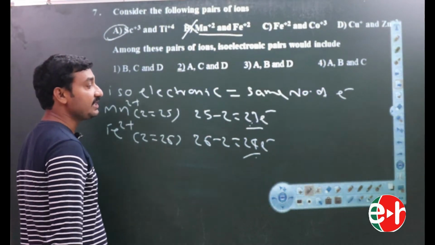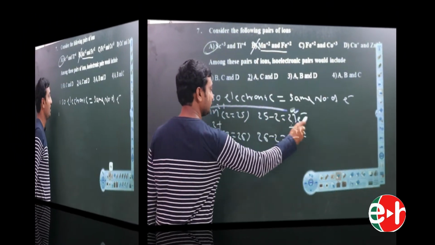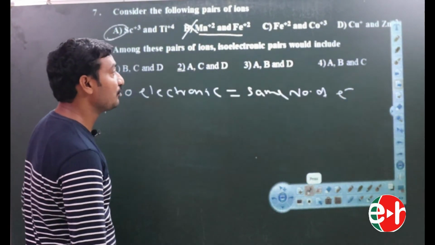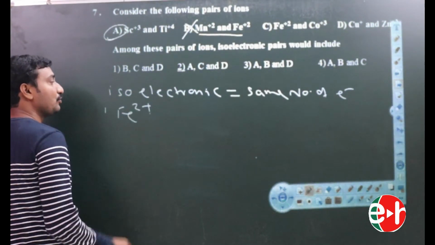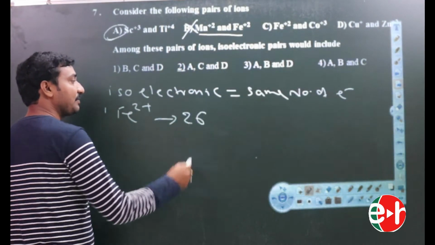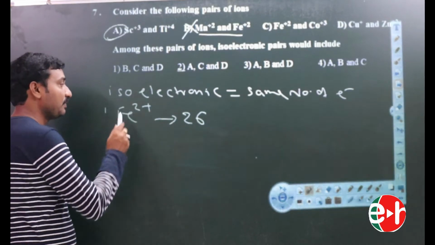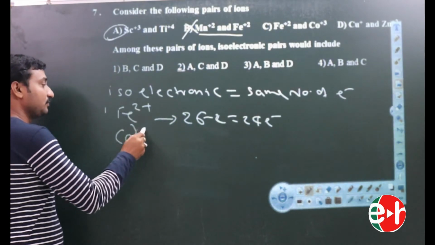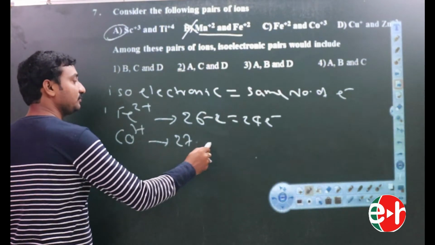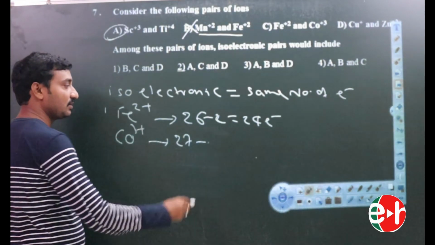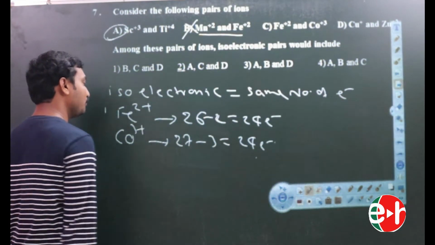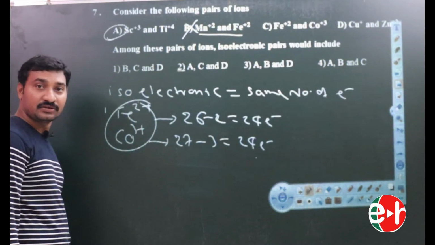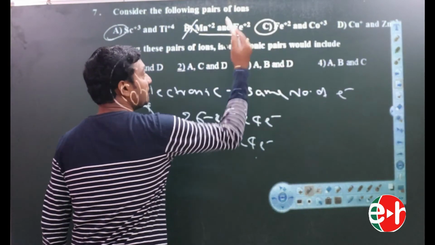Now coming to C, Fe2 plus and Co3 plus. For Fe2 plus, Fe atomic number 26, so 26 minus 2, lost 2 electrons, is 24 electrons. Cobalt atomic number 27, it lost 3 electrons, 27 minus 3 is 24. So both species have 24 electrons, hence this pair is isoelectronic. So C is isoelectronic.